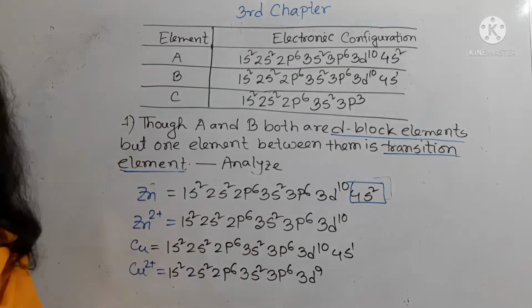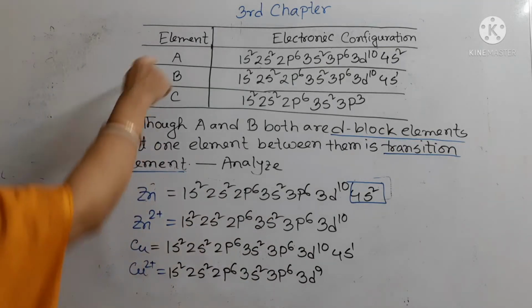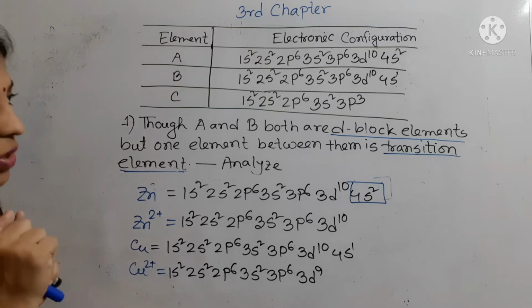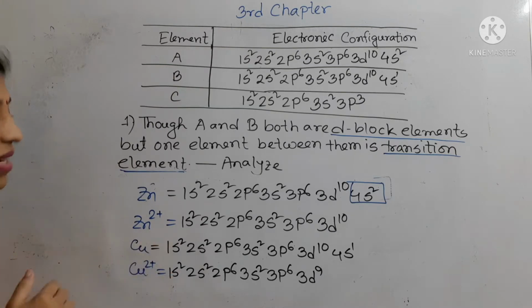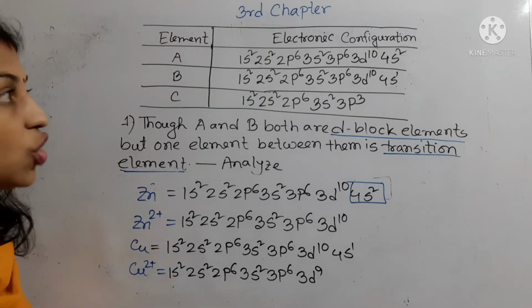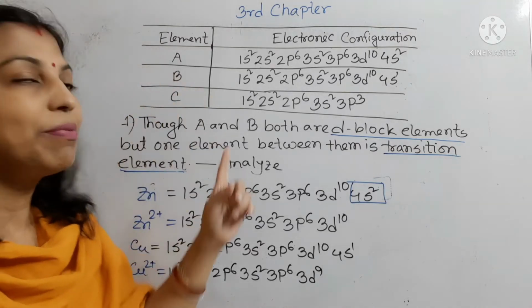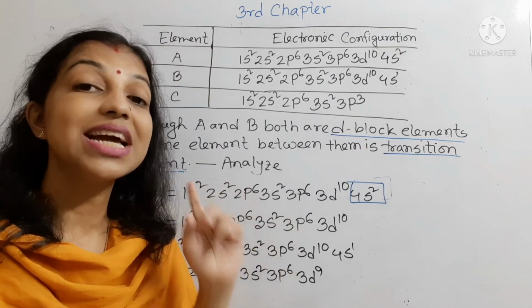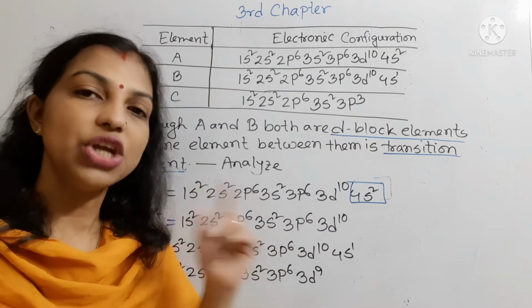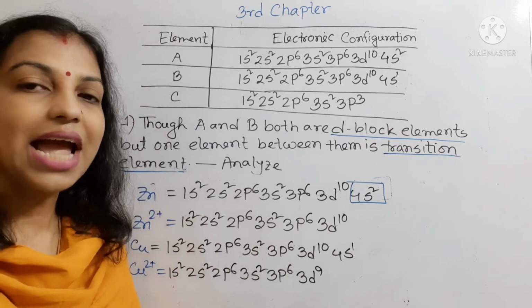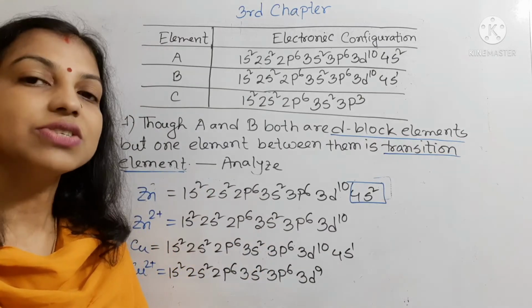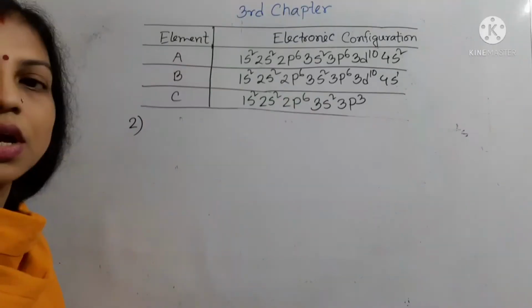As copper has a partially filled d orbital in its stable ionic state, copper is a transition element. So from our discussion, we come to the conclusion that between A and B, B is a transition element, but A is not a transition element, though both A and B are d block elements because their last electron enters the d orbital. So this is the end of our first question. Now we start our second question.